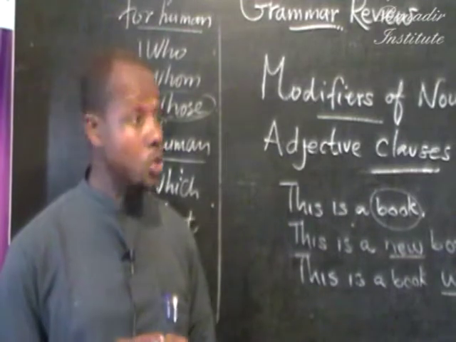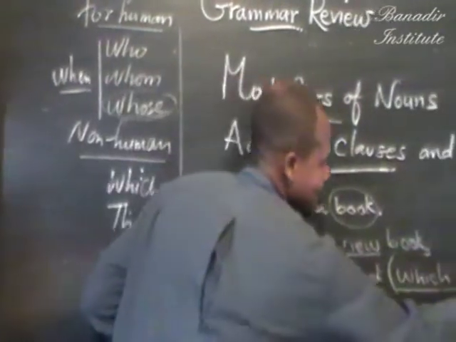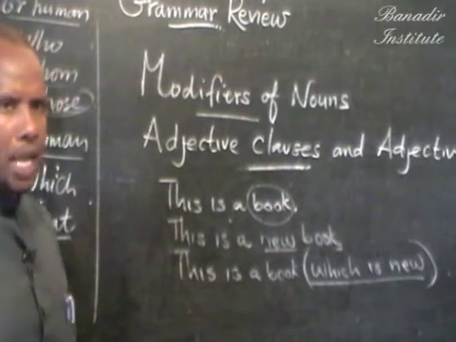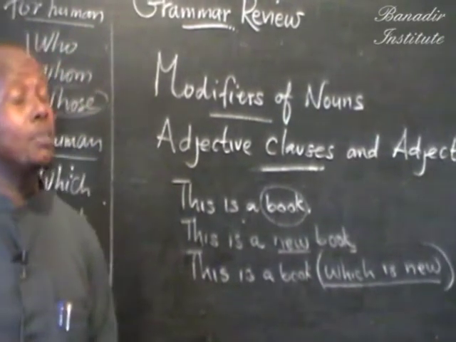This is a book which is new. "Which is new" is an adjective clause. A clause is a group of words that don't make a complete sense.